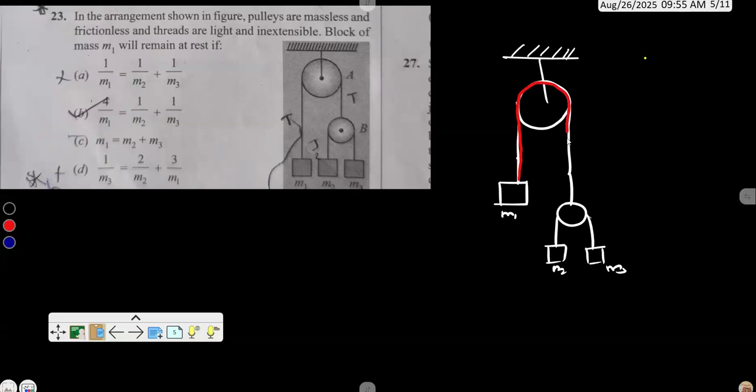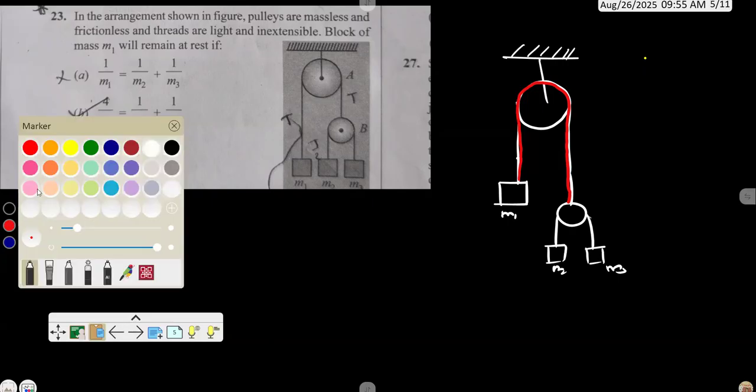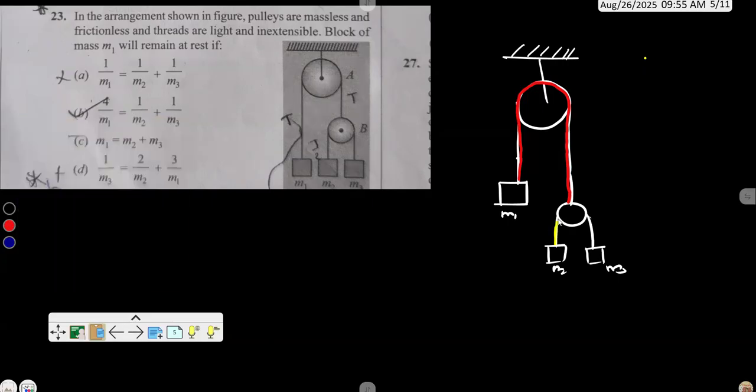Okay. So tension will be the same in this string. Then this is the tension in this string. This is another string. There is a new tension. If I take this one as tension T, this would be 2T. This will also be 2T. Okay. So first let us draw the FBD till this part.